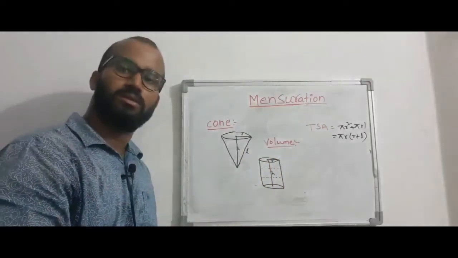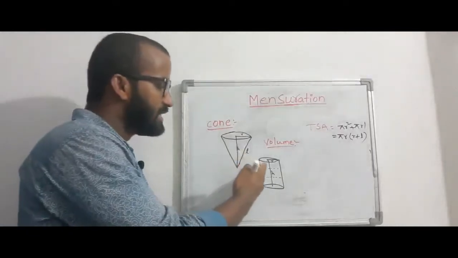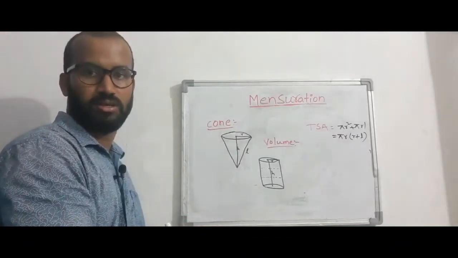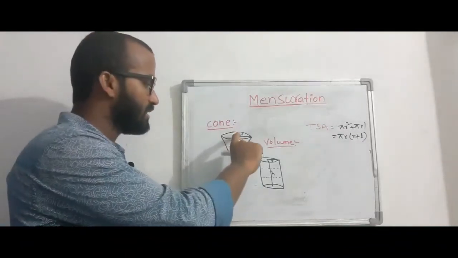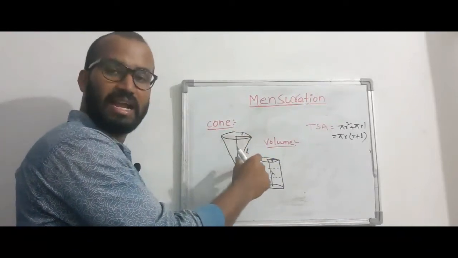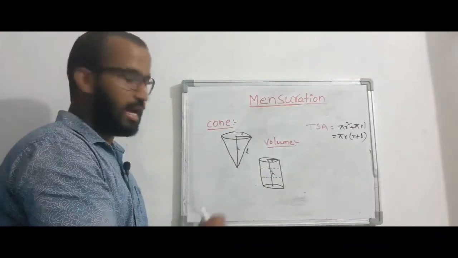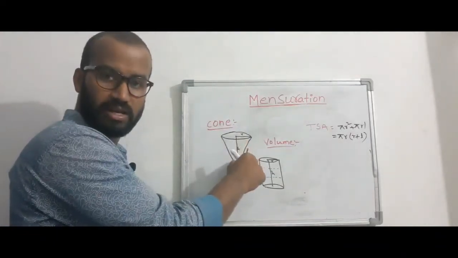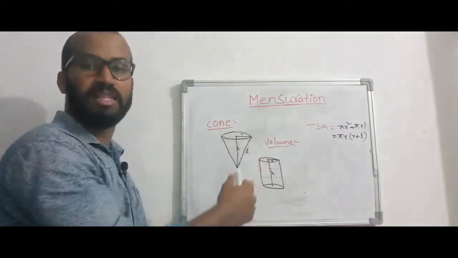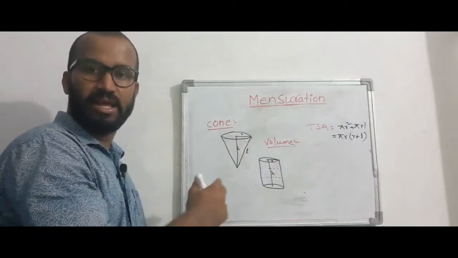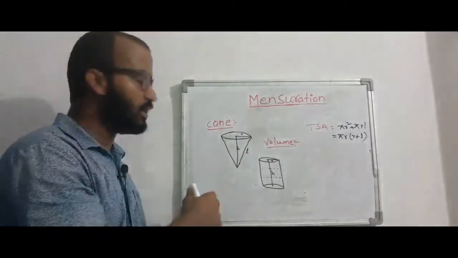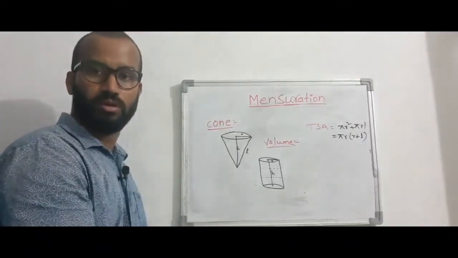What does it mean? Cylinder capacity is 3 times more than cone capacity. Right? If I take the same radius and same height, one cylinder and one cone, and I fill the water in the cone and pour into the cylinder, it will fill in 3 times. So I can tell that capacity of cylinder is 3 times more than capacity of cone. Okay?